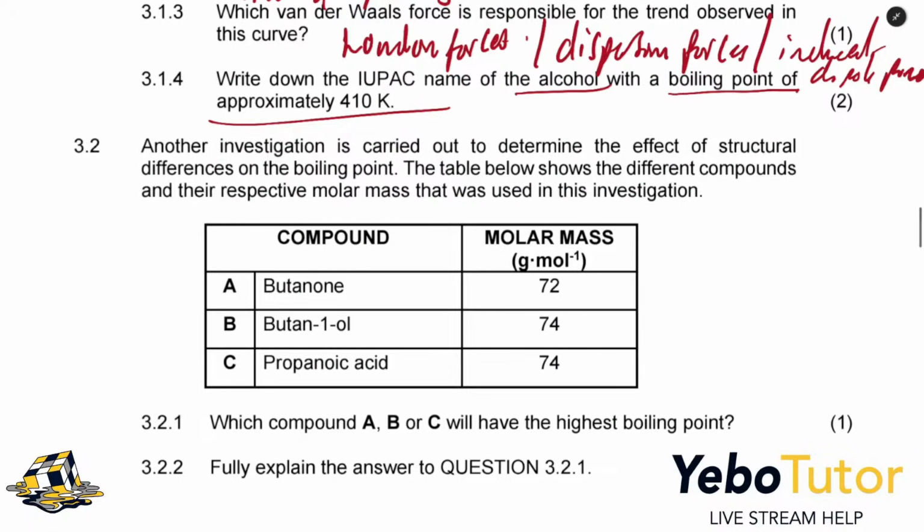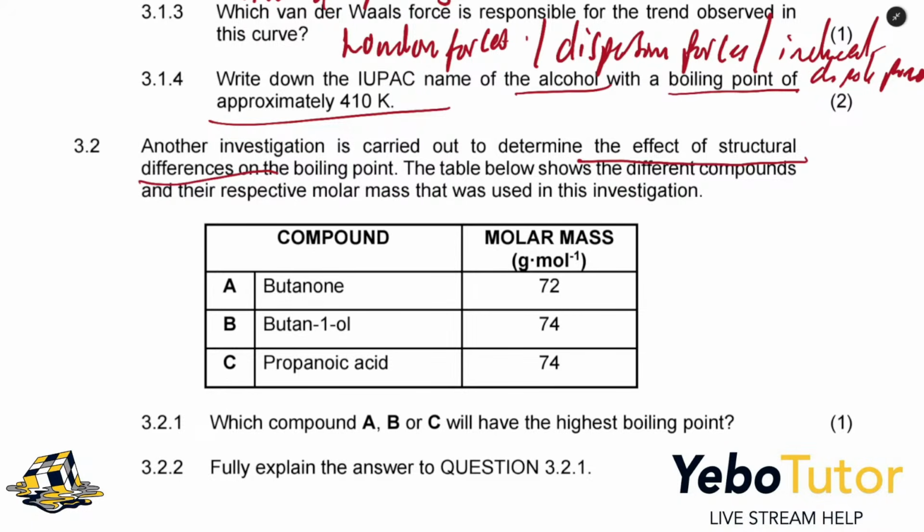Now, another investigation is carried out to determine the effect of structural differences on the boiling point. Okay, we want to find the effect of structural differences on the boiling point. The table below shows the different compounds and their respective molar mass that was used in this investigation.